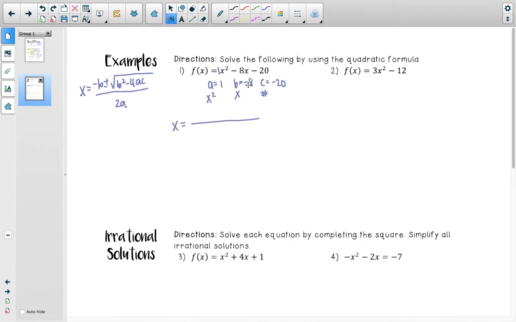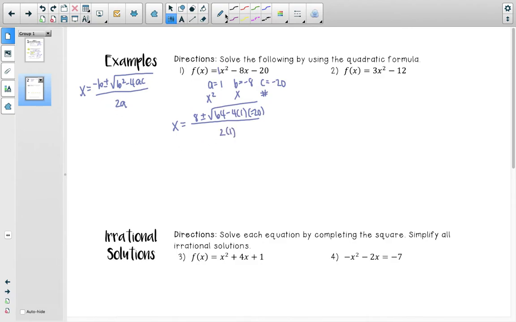Since this is negative 8, it's a negative and a negative, so it's a positive 8 plus or minus the square root of, and we can do this math, so I'm not going to write this all out anymore. I did it on the first example, but I'm not going to do it on the second. So we're doing b squared, and negative 8 times negative 8 is positive 64, because a negative times a negative is a positive. We have negative 4 times a, which is 1, and c, which is negative 20. And then 2 times a, which is 1.